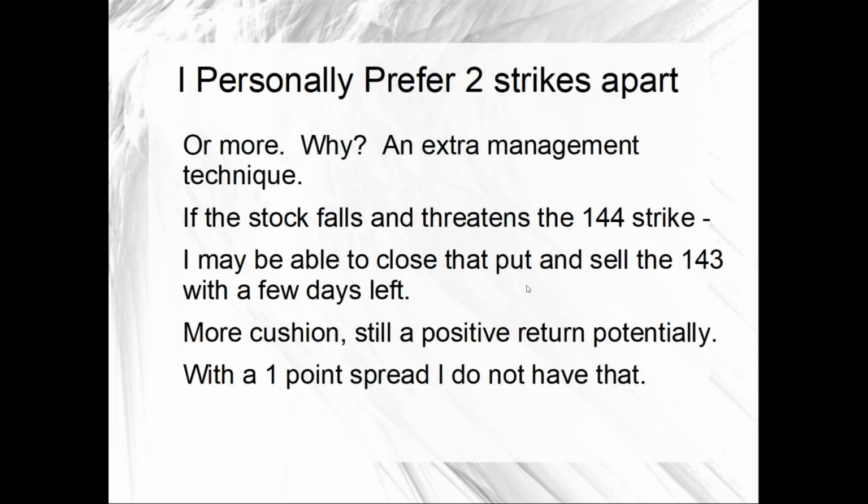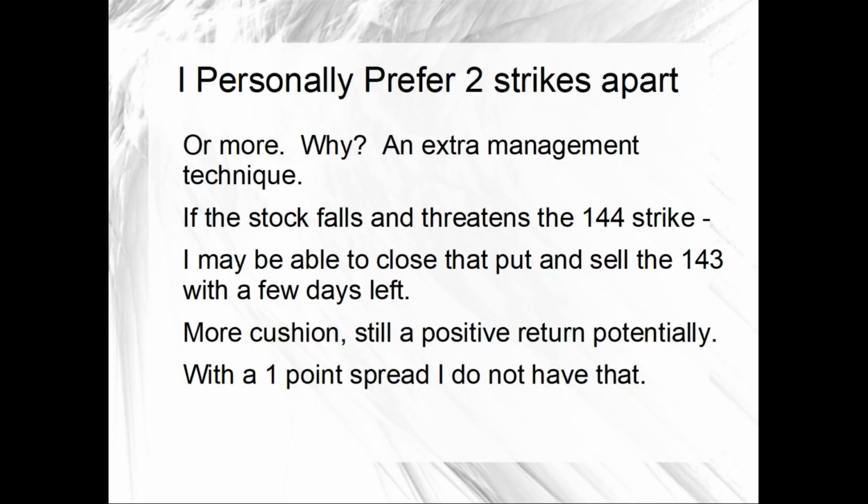Personally, and this is personal preference for me, I prefer 2 strikes apart or more when structuring that spread. The 144 to the 142, leaving the 143 in between. Why? If I do have to manage the position, I have a potential extra management. If I'm wrong, Apple starts to move against me and threatens the 144 strike, I may be able to buy to close the 144 and just roll down to the 143, even with a few days left. It gives me a little bit more cushion.